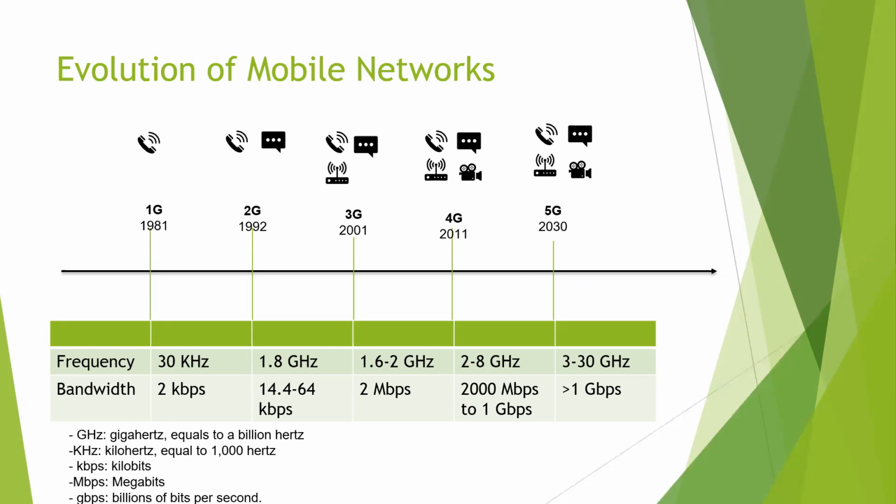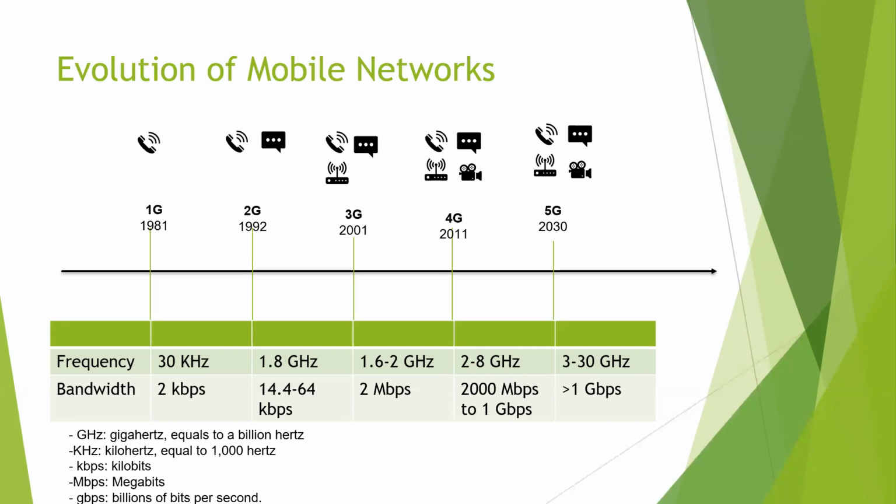So when we started 1G in 1981, we had a frequency of 30 kilohertz and a bandwidth of 2 kilobytes. And the only thing that we could do at that time was make calls.